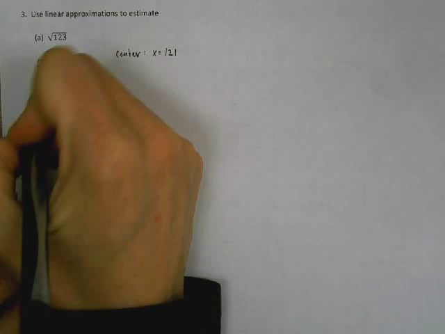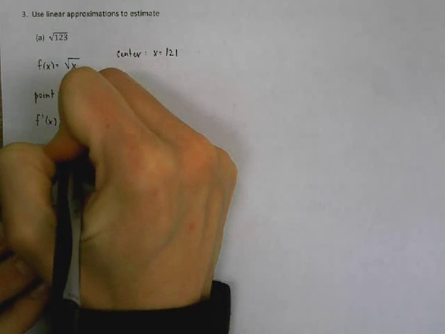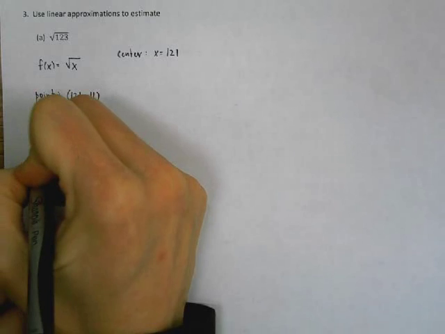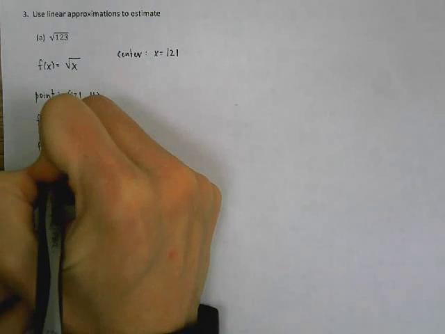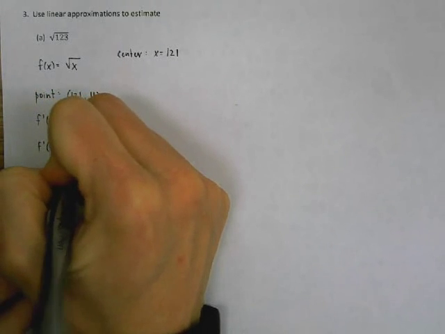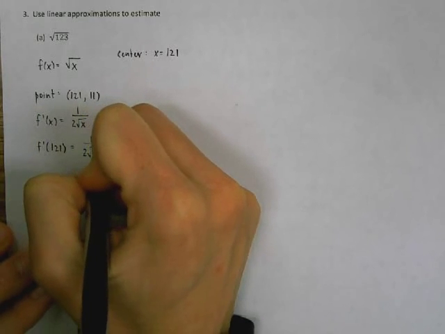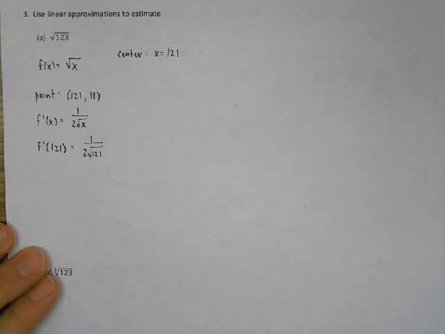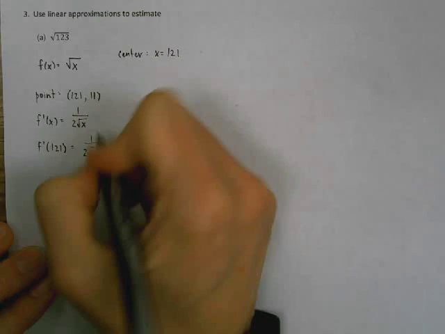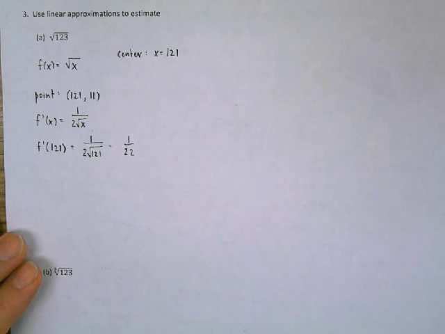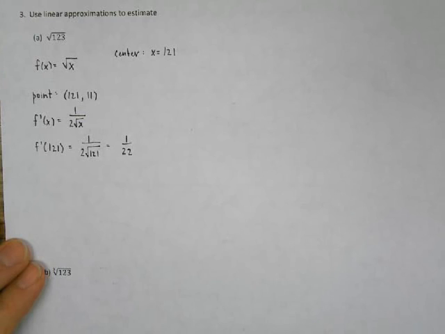Our derivative, we've got the same equation as before, we know is 1 over 2 root x. So then our slope at our center, 121, is just going to be 1 over 2 times the square root of 121, which is going to be 1 over 22. So now I have a point and a slope.